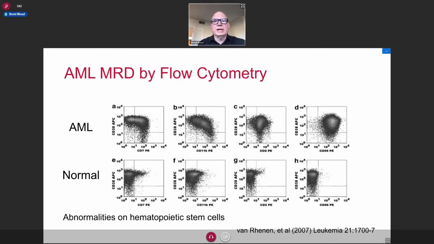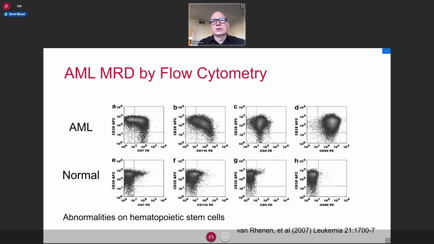And so on the bottom, we have the normal pattern of expression on CD34 positive progenitors, looking at CD38 variably low leukemic stem cells. And normally these populations do not express antigens like CD7, CD11b, CD2, or CD56, which are commonly seen in other lineages, such as NK cells, T cells, or early myelomonocytic forms.